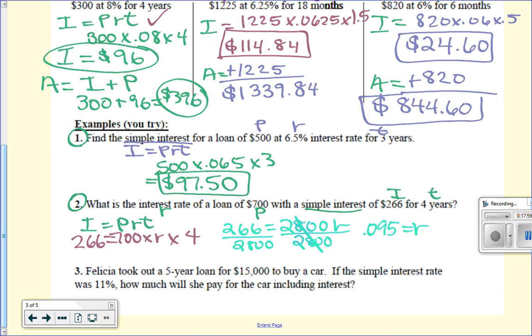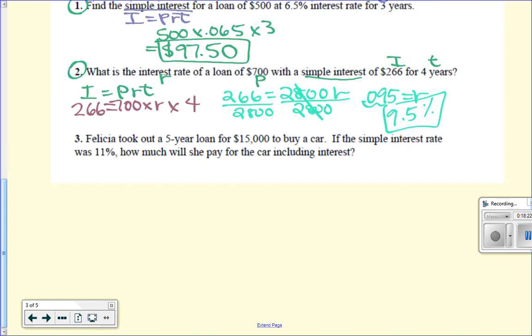Is that our final answer? That's not your final answer. What's our rate? Good. 9.5% is the final answer that we're looking for. Okay? Questions on that one? Okay. See how it's good to start off with your formula and substitute everything in and you kind of see.